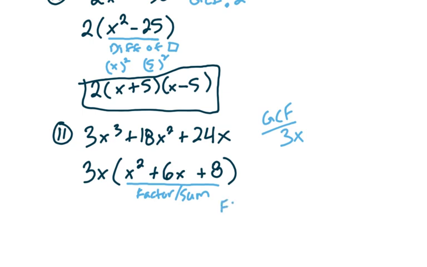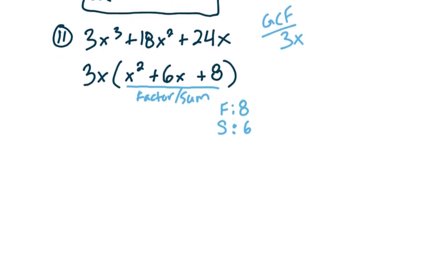So I'm looking for factors of 8 that have a sum of positive 6. These two numbers should be 2 and 4. 2 times 4 is 8, and 2 plus 4 is 6. So this factor sum would factor into an x plus 2 and an x plus 4. And we'd still have this 3x in front.